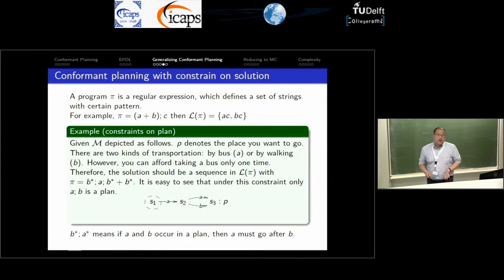And also we can use the regular expression to express constraints on the plan. So for example, if we want the plan to have a constraint that if the action A occurs in the plan, then A occurs at most once, then the solution must be a sequence from this regular expression. For this regular expression, that means if both the action A and B occur in the plan, then the action A must go after B. Yeah, so with this regular expression, we can express constraints on the plan.